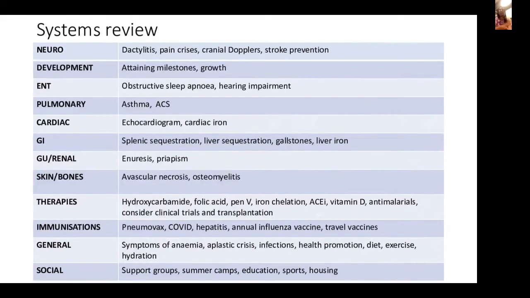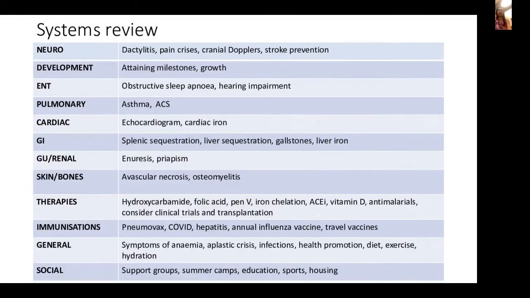So that's usually pain in a child, but then as they get older and can verbalise, we can talk about pain if they've complained of arm pain, being off school and so forth. Stroke prevention, so they're going to have cranial Dopplers, which we'll talk a bit more about in a moment. And then in development, it's really important that they're attaining their milestones, that they're growing well.